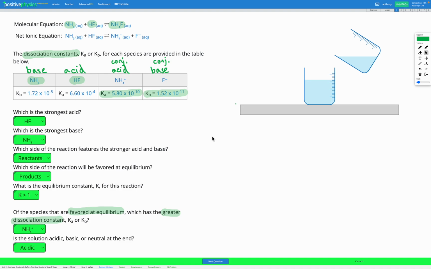So to summarize, in these questions where we have equimolar reactions of a weak acid and a weak base, we're going to be figuring out which side of our reaction is favored at equilibrium. The side that has the strongest acid and strongest base is not going to be favored at equilibrium. It's the other side that gets favored at equilibrium. Then, of that side that's favored at equilibrium, which one has a greater dissociation constant? Is it the acid or the base? If the acid has a stronger dissociation constant, the solution is going to be acidic in the end. If the base has a greater dissociation constant, the solution is going to be basic in the end.